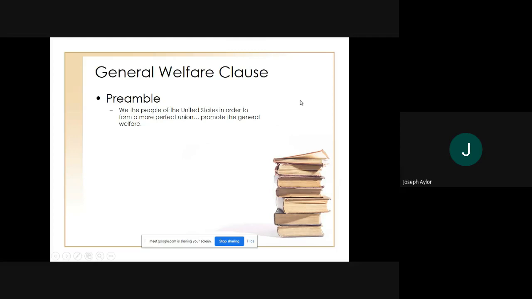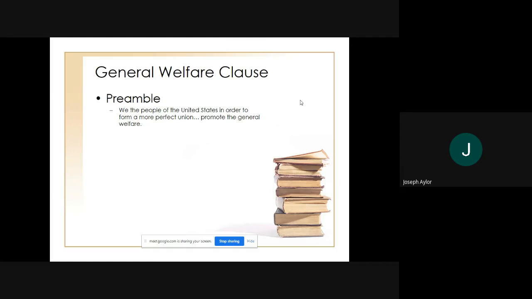The next one is the General Welfare Clause. You probably won't see this one too often on the AP exam, but I do throw this in here just so that you have an idea of another way the federal government can increase its power. In the preamble of the Constitution, very early on, it says, "We, the people of the United States, in order to form a more perfect union," and then it goes down and says, "promote the general welfare."